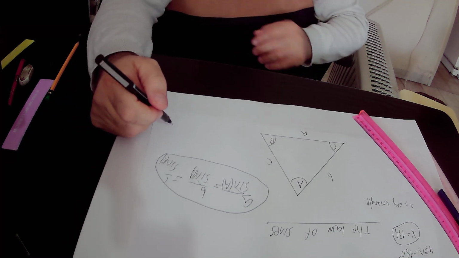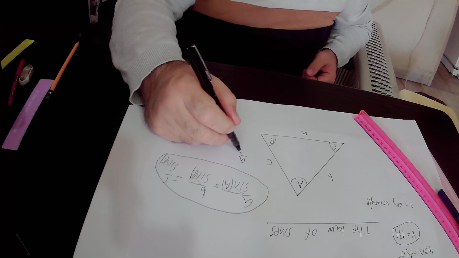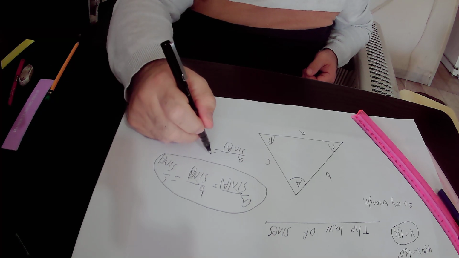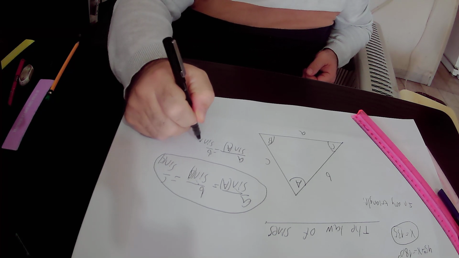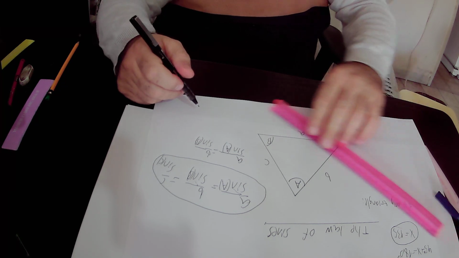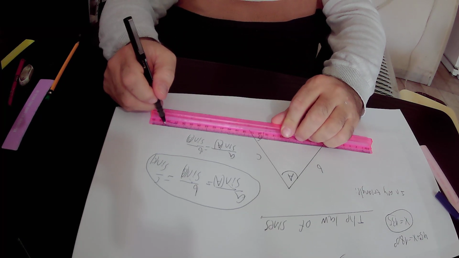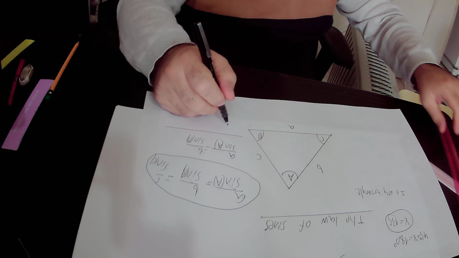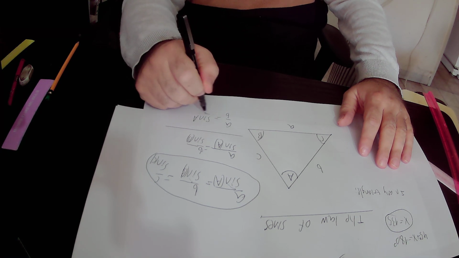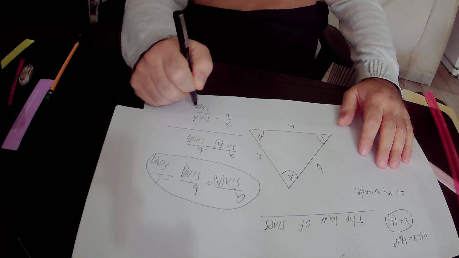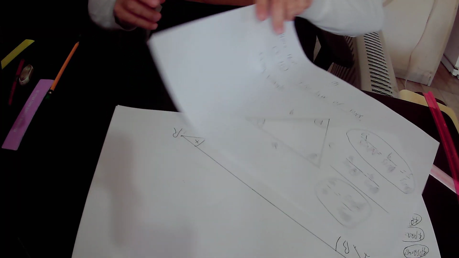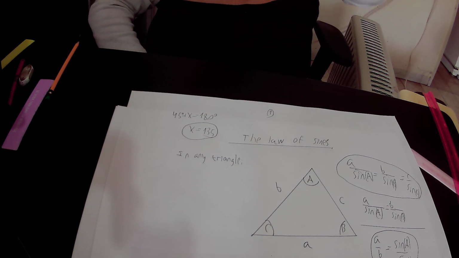From this equation we will derive that A over sine A equals B over sine B. We will cross multiply this equation and we will get that A over B equals sine A over sine B. We got the equation that states that A over B equals sine A over sine B.